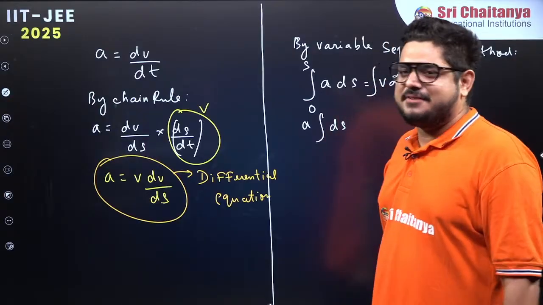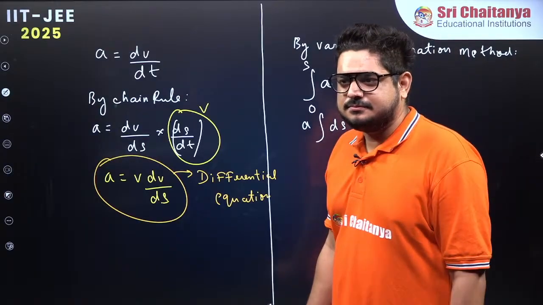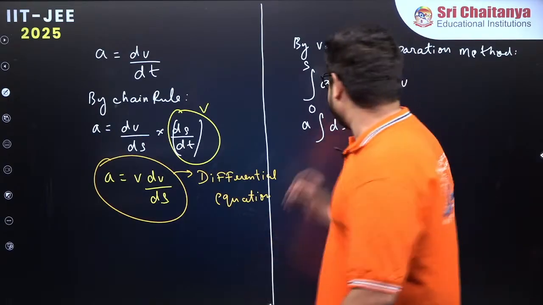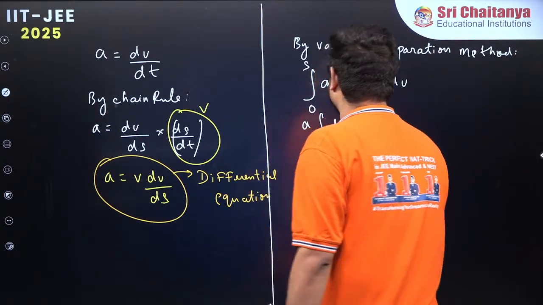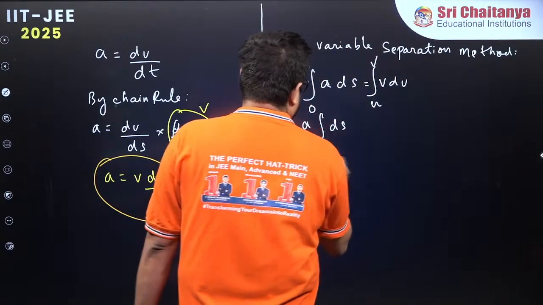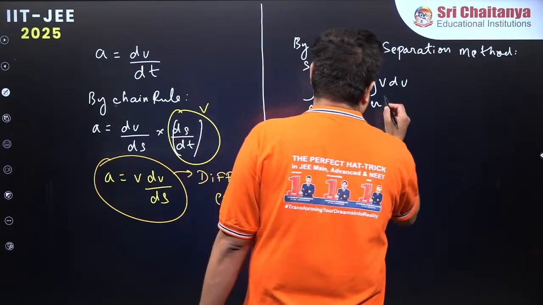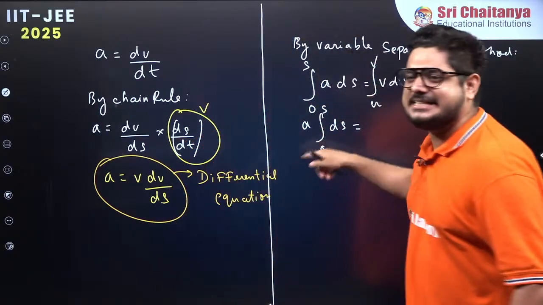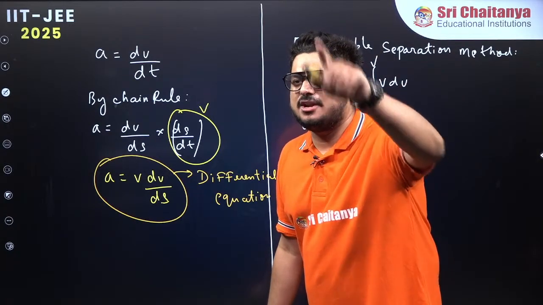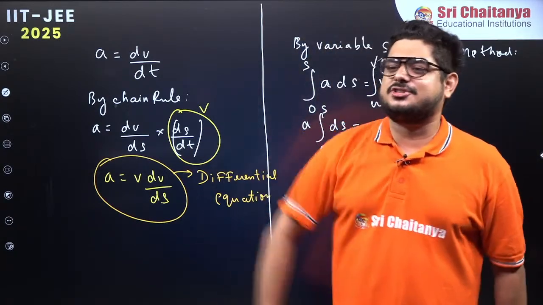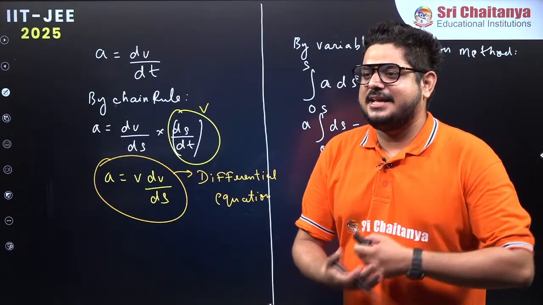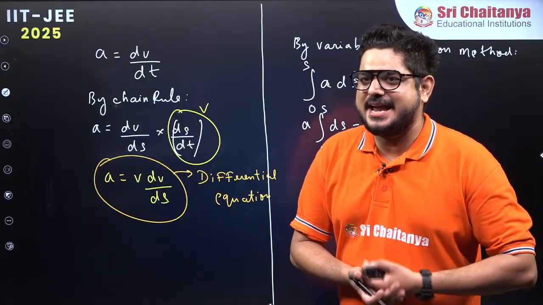What should be the lower limit, everyone? Lower limit has to be, keep on messaging, it has to be u. The final limit has to be v, isn't it? So as a result of that, this has to be 0 to s is going to be integral of v dv. Now first of all, mention me what is integral of ds. Write down over there what is integral of ds, everyone. Integral of ds, s, isn't it? It has to be s.